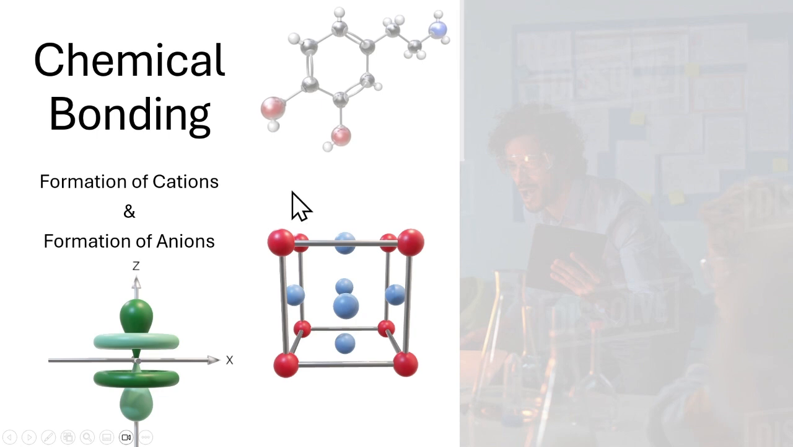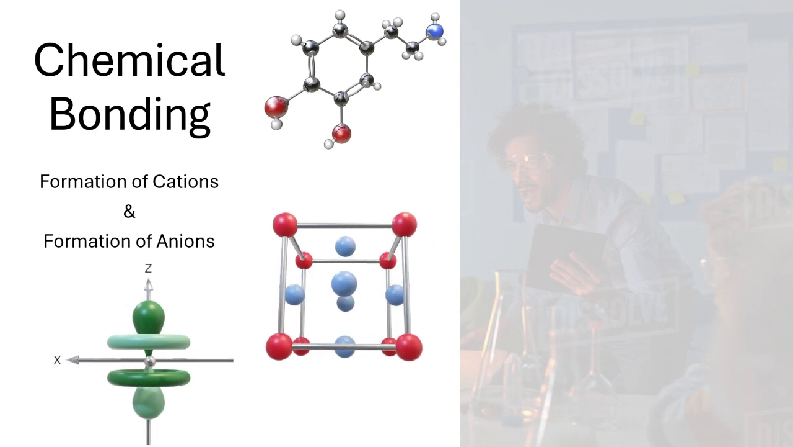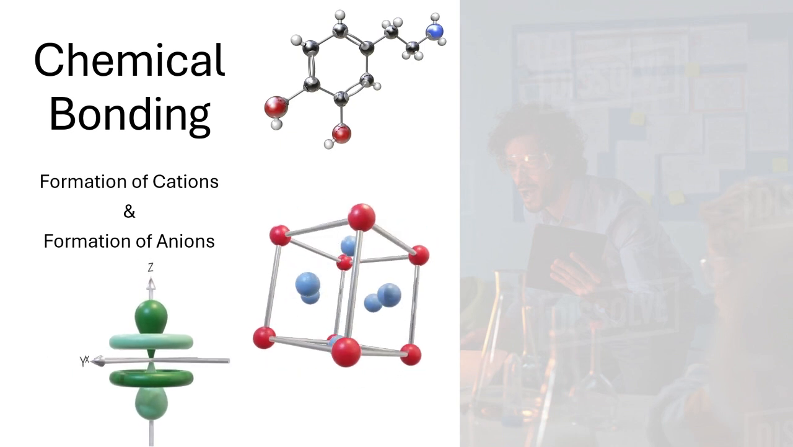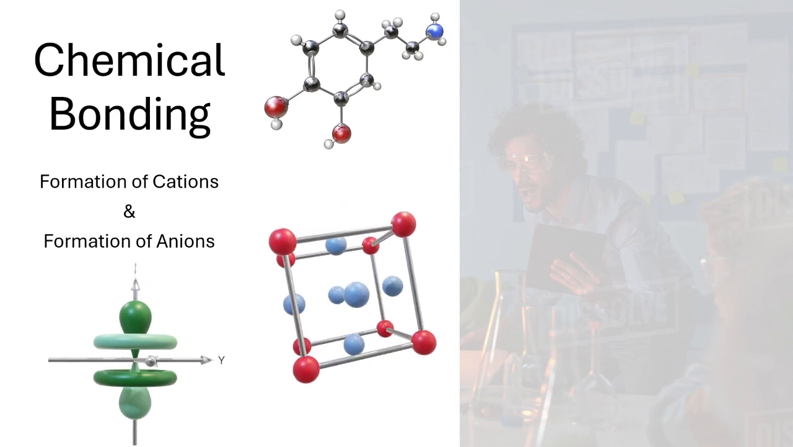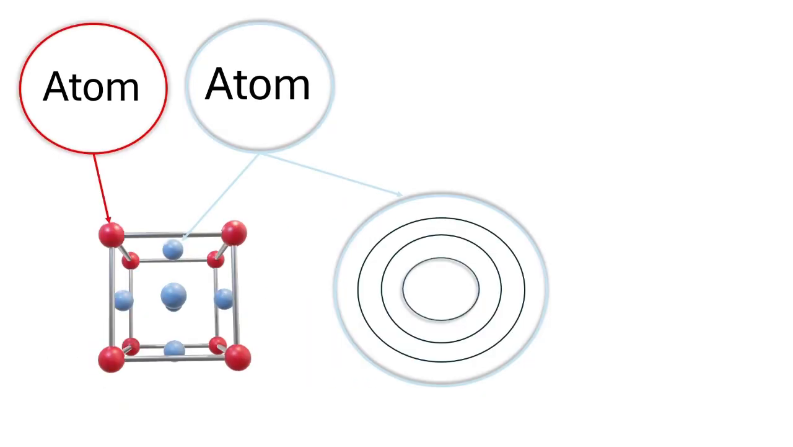Let's make chemistry easy for you people. Today what I am going to teach you is chemical bonding. And in chemical bonding, we are going to study formation of cations and formation of anions. Bonding is the way in which atoms join together to form different structures.